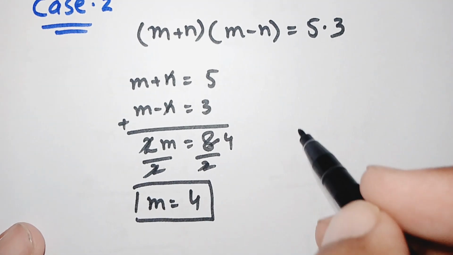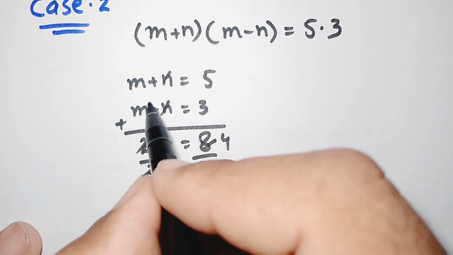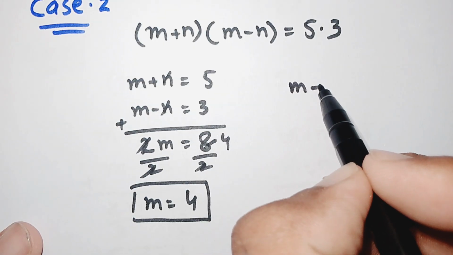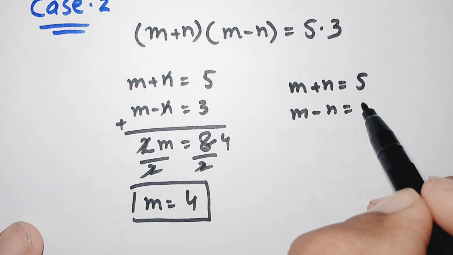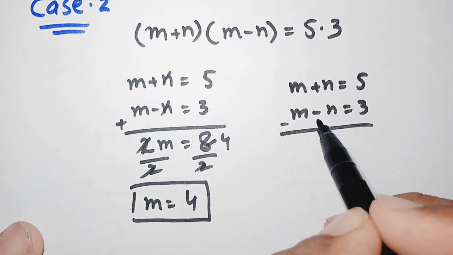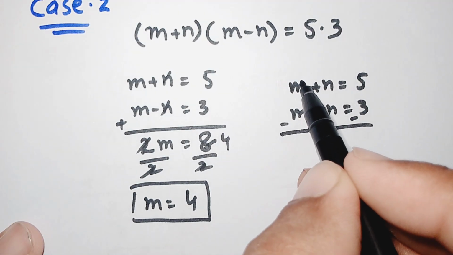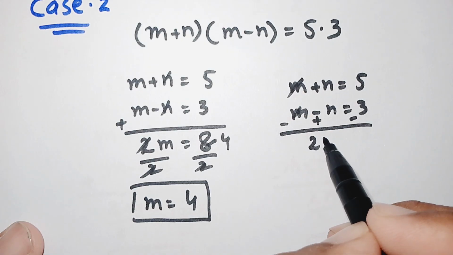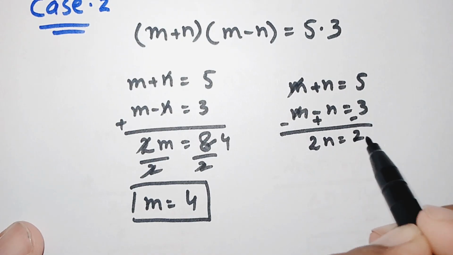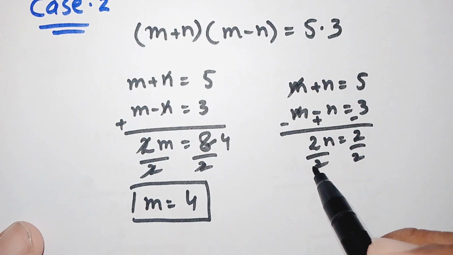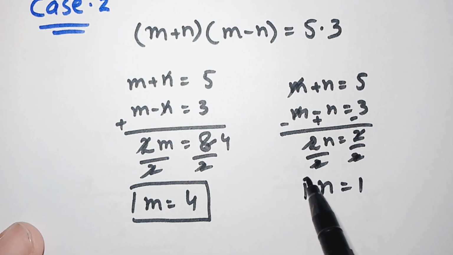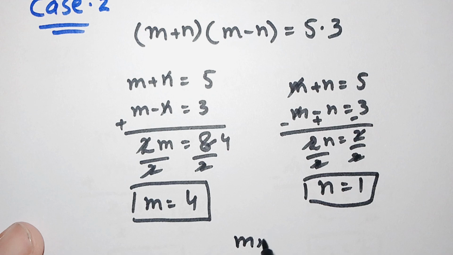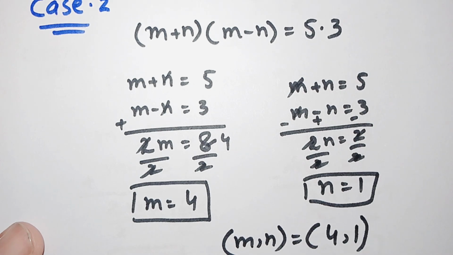Now we have to find out the value of n. So again we have to subtract these. So here m plus n is equal to 5 and m minus n is equal to 3. Now we subtract these, so this will become positive, this will become negative. So this m cancels with this m. Here 2n is equal to 5 minus 3 is equal to 2. This side divided by 2 and this side divided by 2, the 2s cancel. Here n is equal to 1. So finally, m and n are equal to 4 and 1.